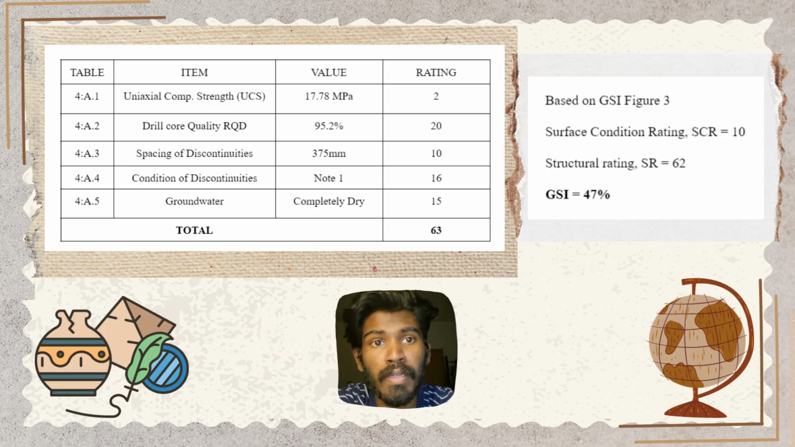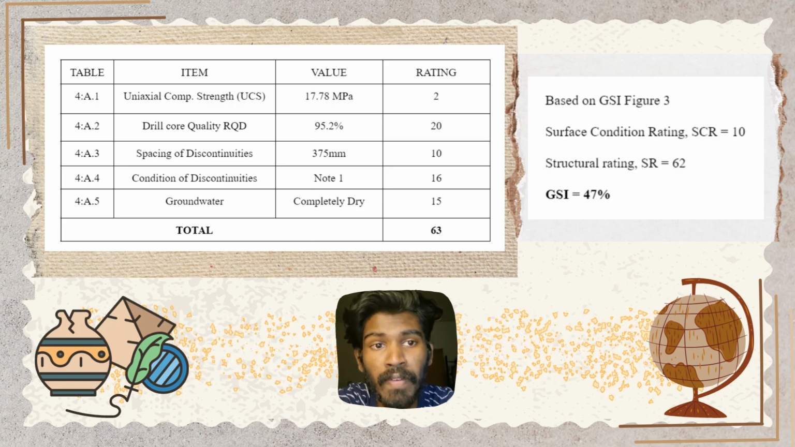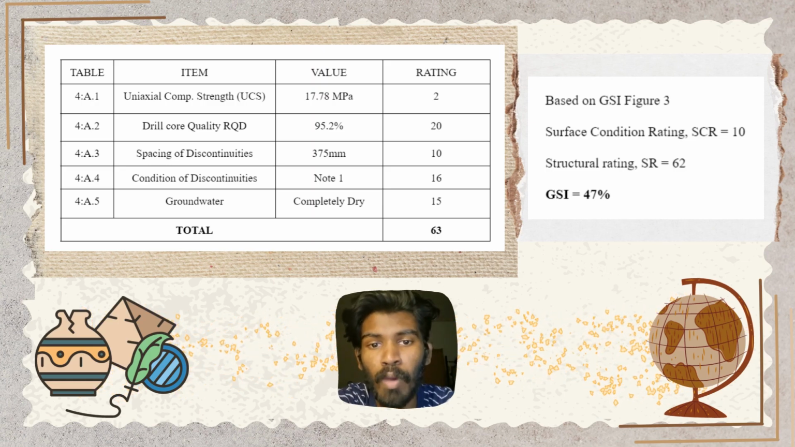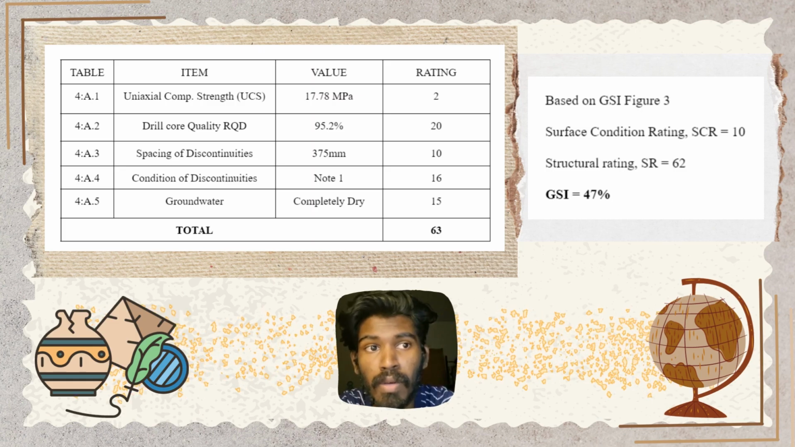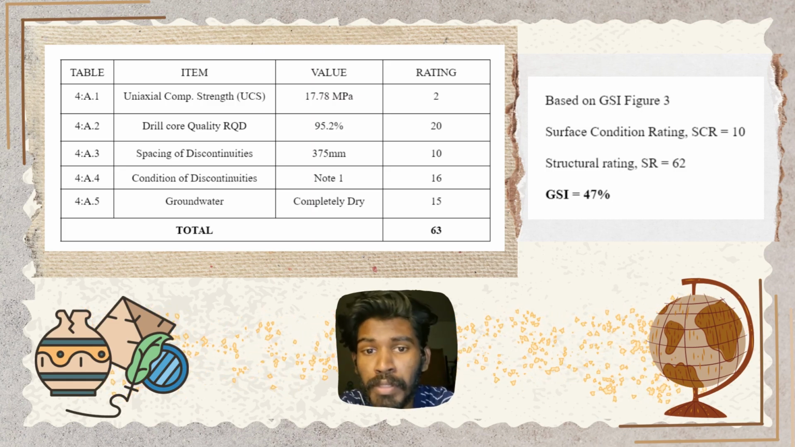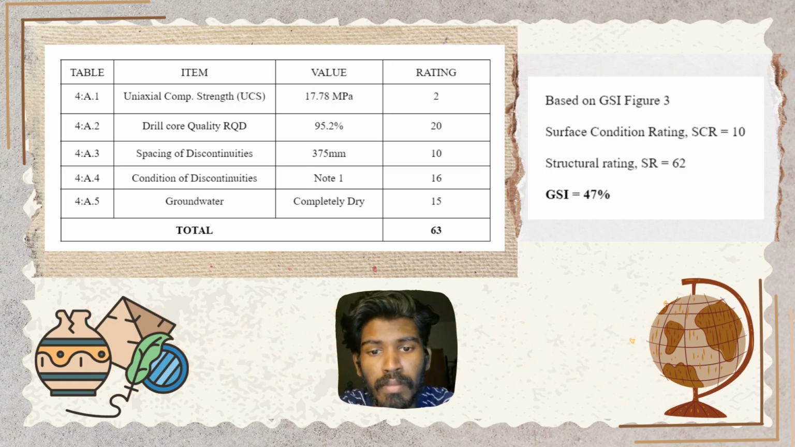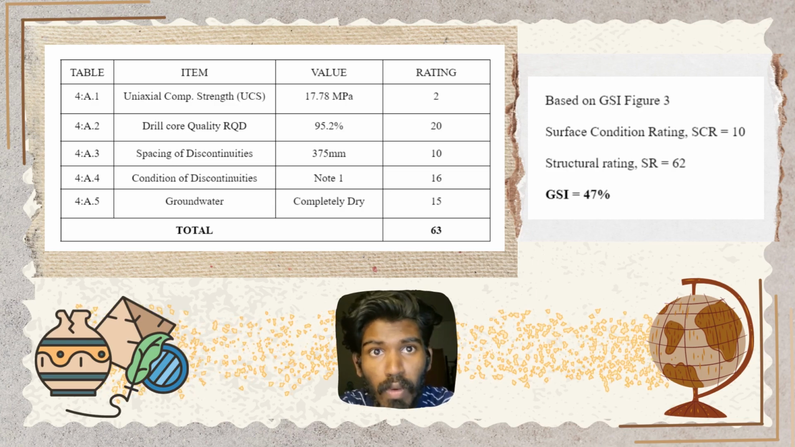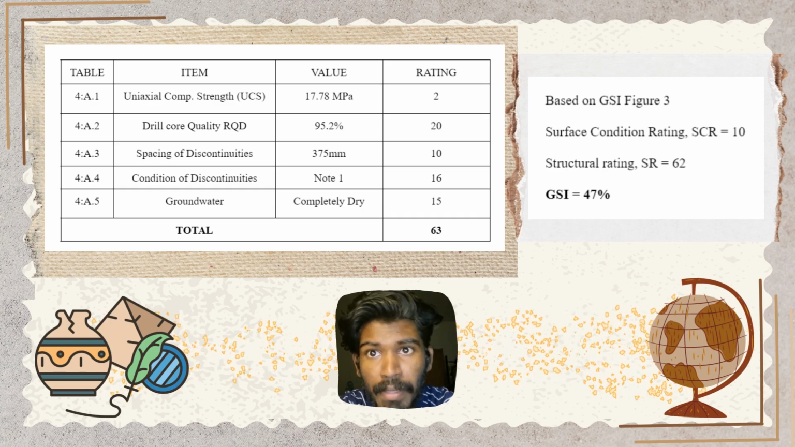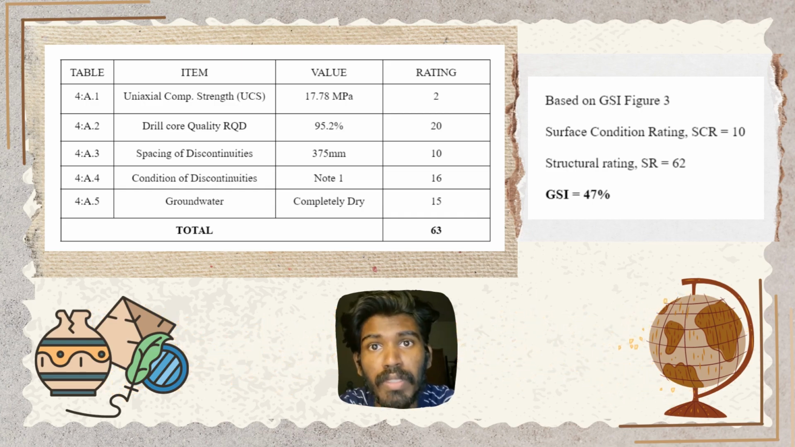So for the spacing of discontinuities, we get 375 mm from one discontinuity to another one, and the rating we have given is 10 for it. And now let's see about the condition of discontinuities. Discontinuity is often used as a collective term for all structural breaks in geologic materials, which usually have zero or low tensile strength.